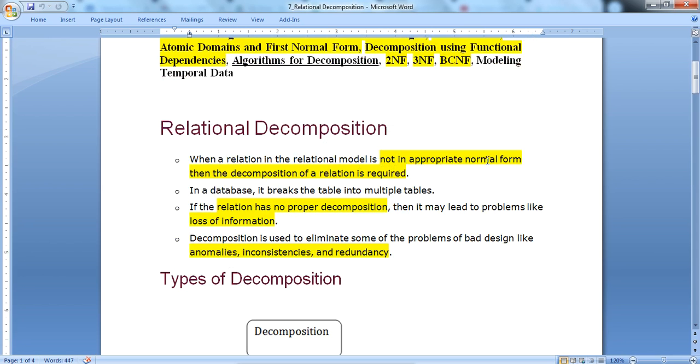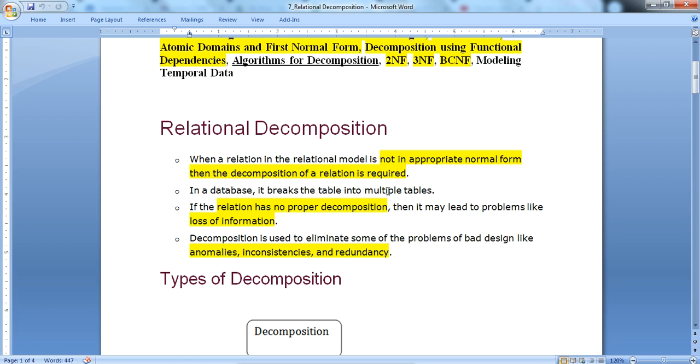We already know about the different types of normal form: 1NF, 2NF, 3NF, or BCNF. If a relation in a relational model is not in an appropriate normal form, then decomposition of the relation is required. Then we apply 1NF, which is one type of normalization. We can say that is a decomposition algorithm, and decomposition of a relation is required. Then in a database, it breaks the table into multiple tables.